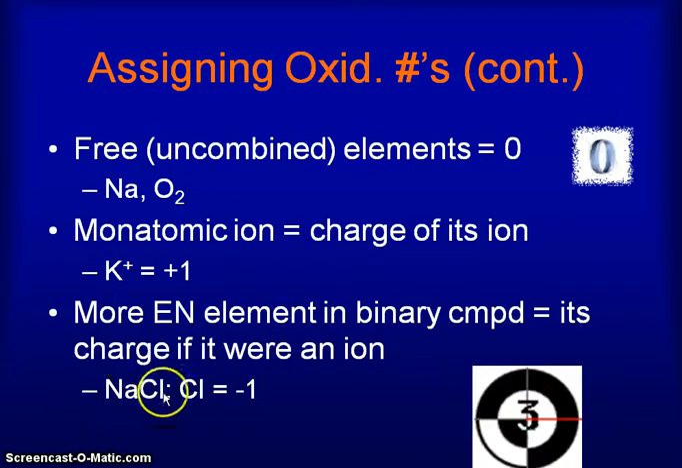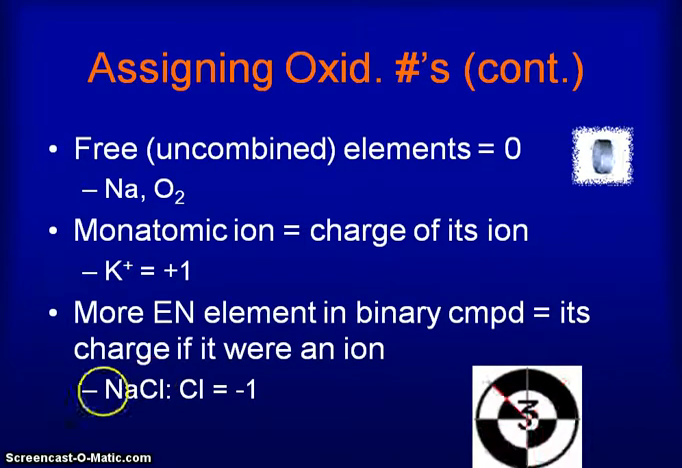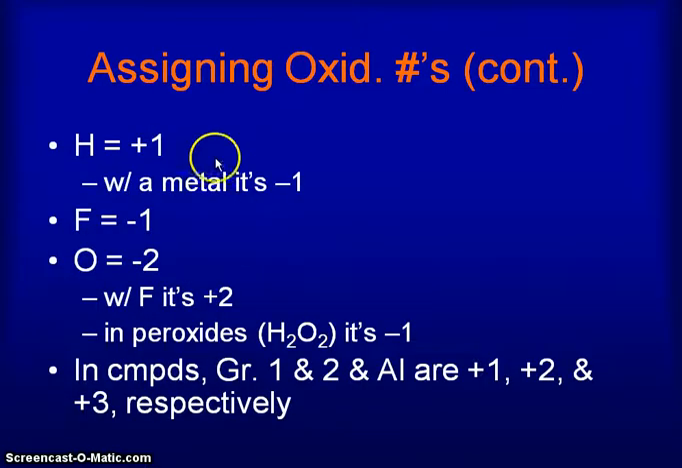If you have a binary ionic compound, then the more electronegative element, that's what EN stands for, which is always going to be your anion, is going to be the same as its charge if it were an ion. So here, chlorine is going to be -1, just like it would be normally. Hydrogen is generally going to be a +1. Now, sometimes hydrogen can be combined with a metal. If it's combined with a metal, and so hydrogen would be listed second in the formula, then its +1 would switch to a -1 oxidation number.